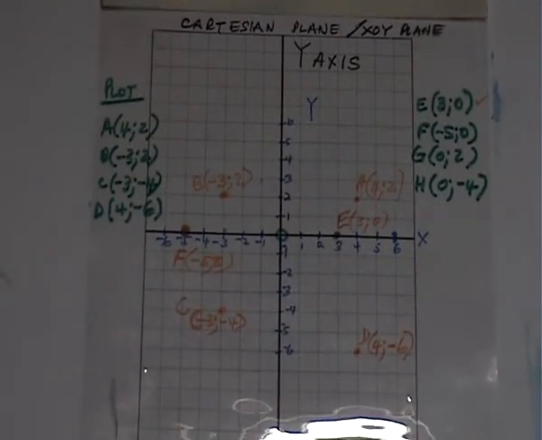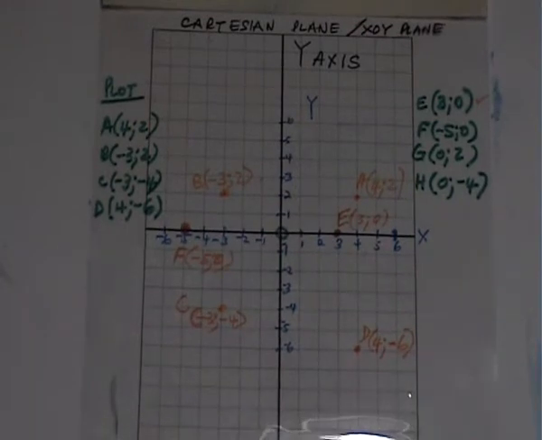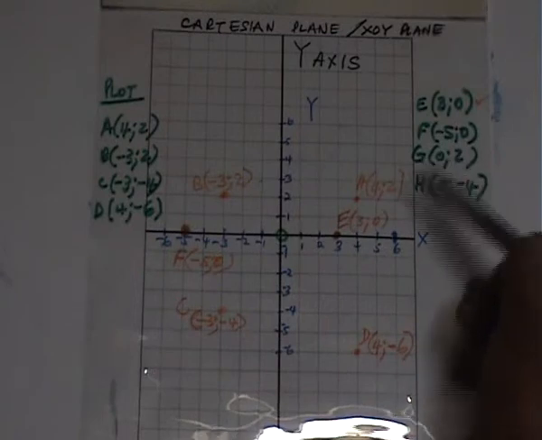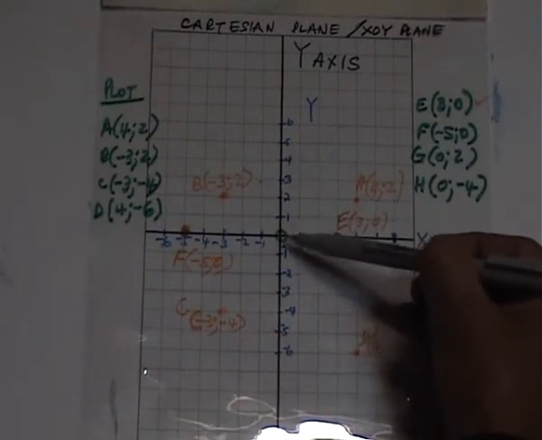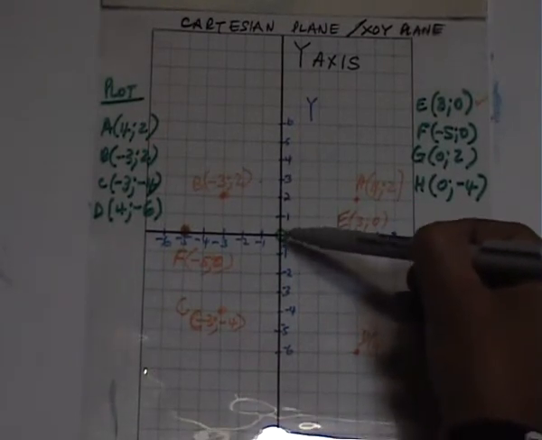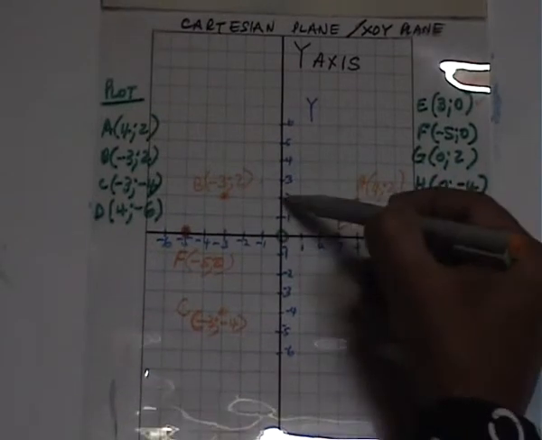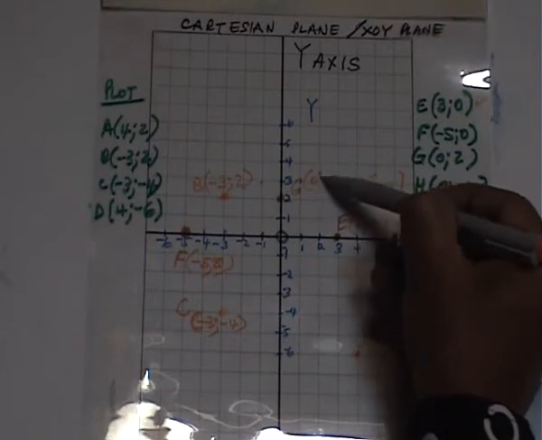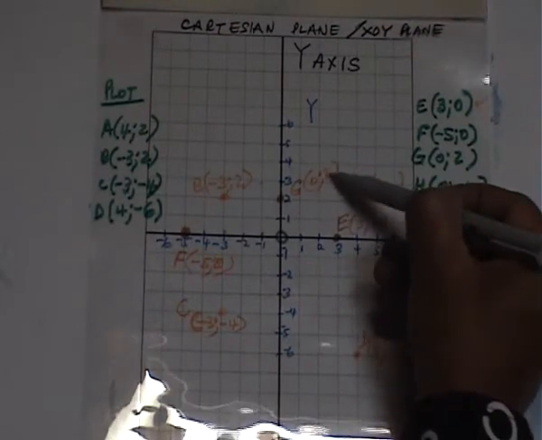Right, what's the next one? G. G is 0, 2. So G is 0, 2. Look for 0 on the x-axis. There it is here. And then 2 means go up 2. So there's G here. G is 0, 2.